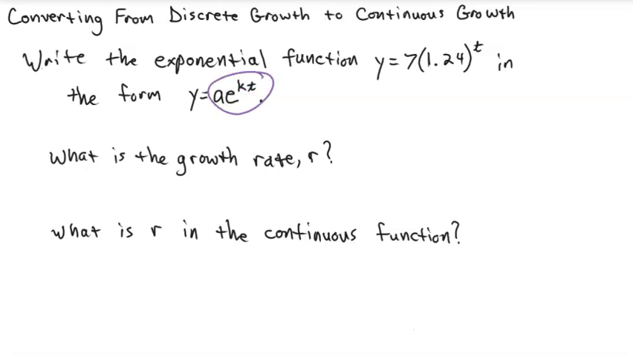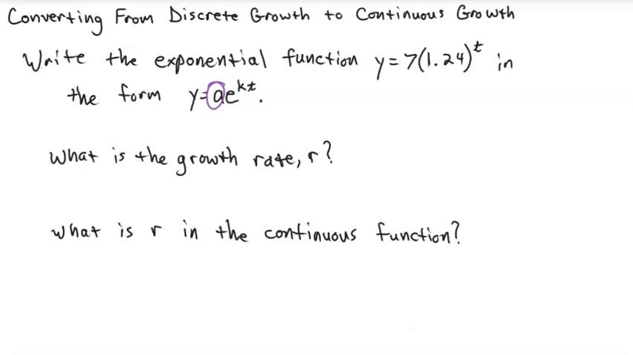Okay, so this is a continuous form because it has e. Now the thing we're really trying to solve for here is k. The t is going to remain a t and the e is going to remain an e, but the a is actually the same a as in our discrete formula. A is just the starting value.